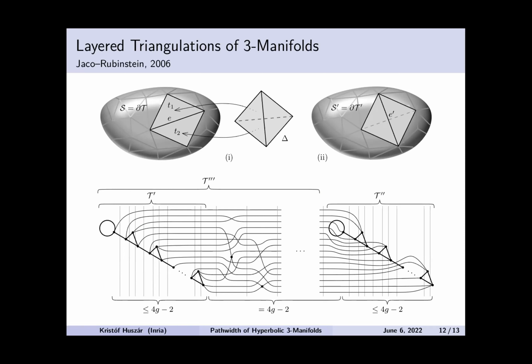And Jaco and Rubinstein have developed a theory for such triangulations. In particular, they have shown that every 3-manifold admits such a layered triangulation, and they can really be thought of as triangulations of Heegaard splittings.